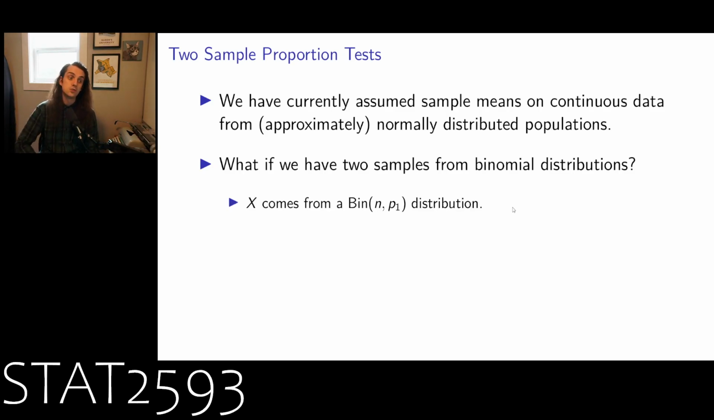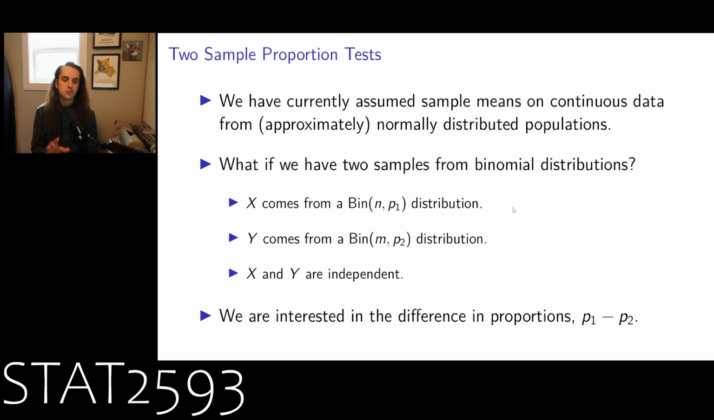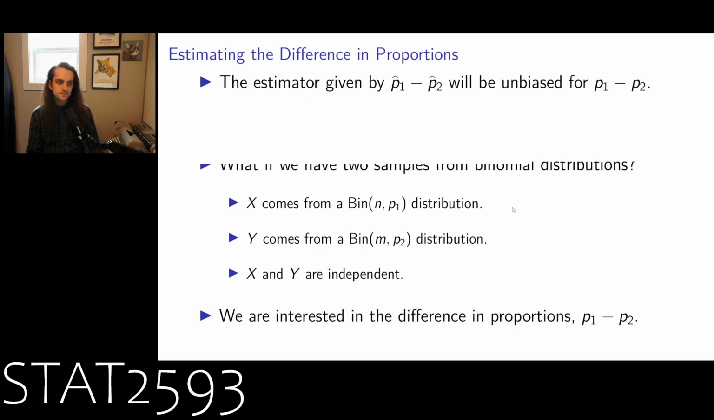So we'll assume that X comes from a binomial N, P1 distribution. Y is coming from a binomial M, P2 distribution. So again, the N and the M do not have to be the same. We'll assume X and Y are independent of one another, right? So this isn't paired data. This is going to be two separate independent samples. And we want to know about the difference P1 minus P2, or P2 minus P1. Of course, it's exactly symmetric.